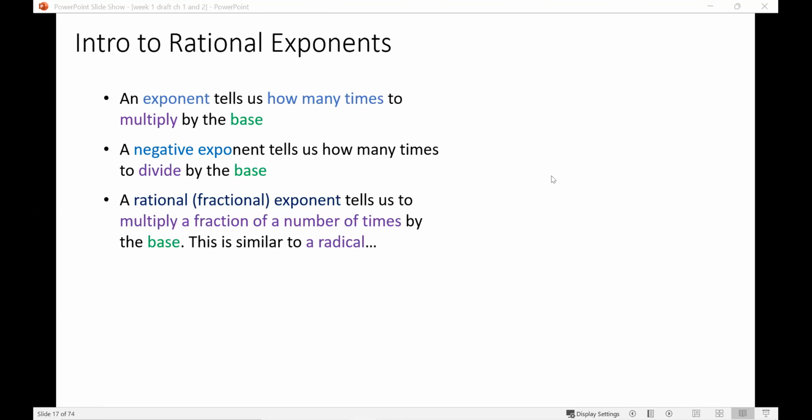All right, now let's move on to rational exponents. Keep in mind, an exponent tells us how many times to multiply by the base, and a negative exponent tells us how many times to divide by the base. So a rational or fractional exponent tells us to multiply a fraction of a number of times by the base. This is similar to a radical.